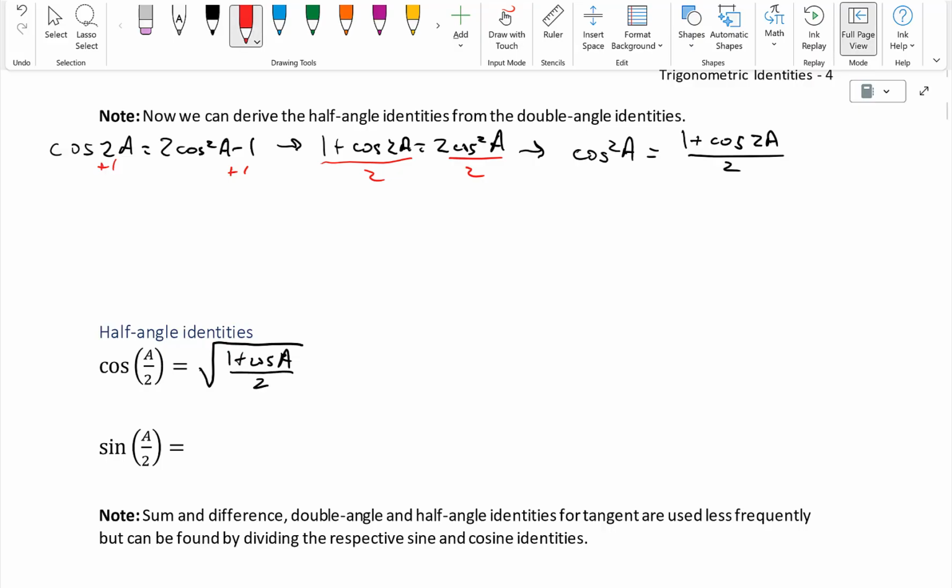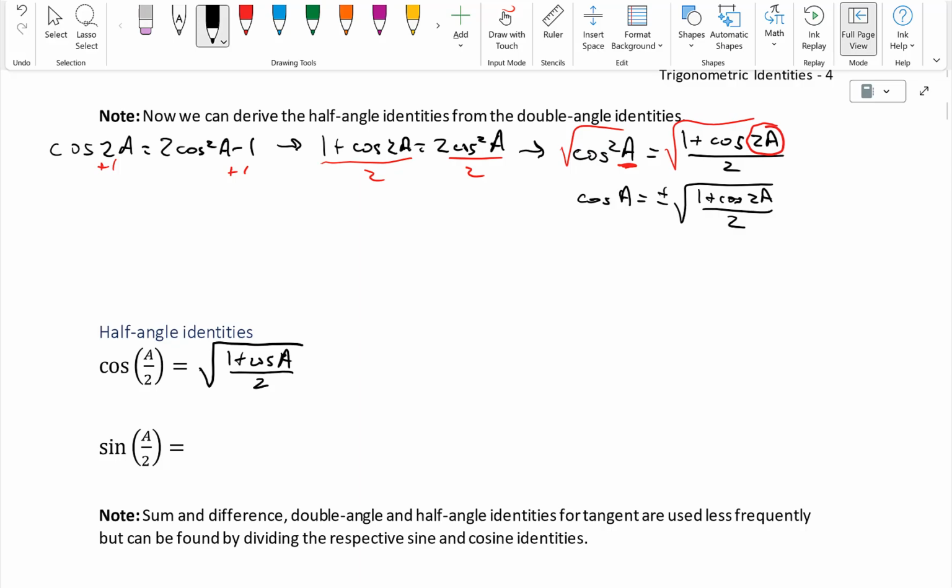And so what we want to take note of here, because you can see in the formula we're going to have this A over 2, is that the angle outside here is half of the angle inside, right? So A over 2 is half of the angle A inside the identity below. And really what we're doing here is taking our square roots. So we have just cosine of A equals plus or minus, we've got that square root of 1 plus cosine 2A over 2.